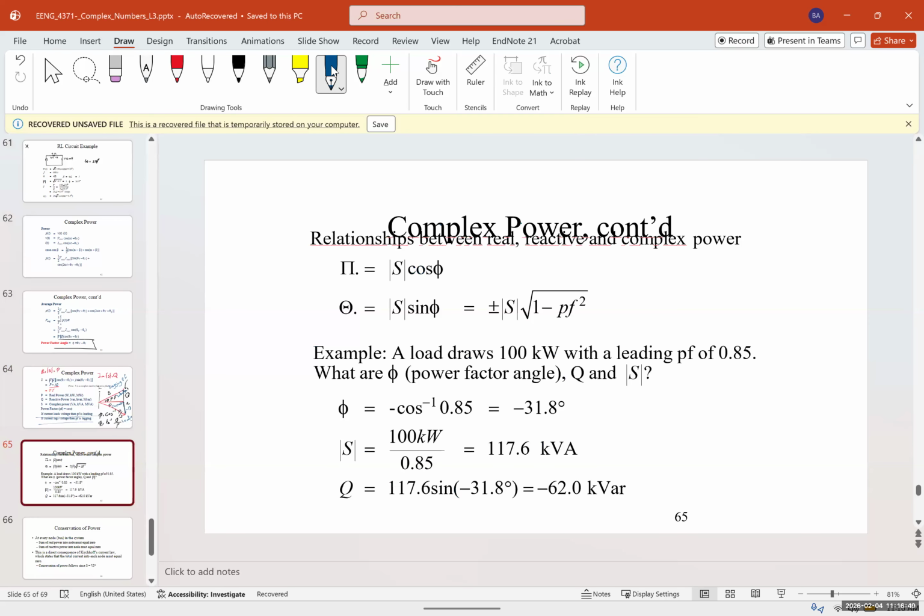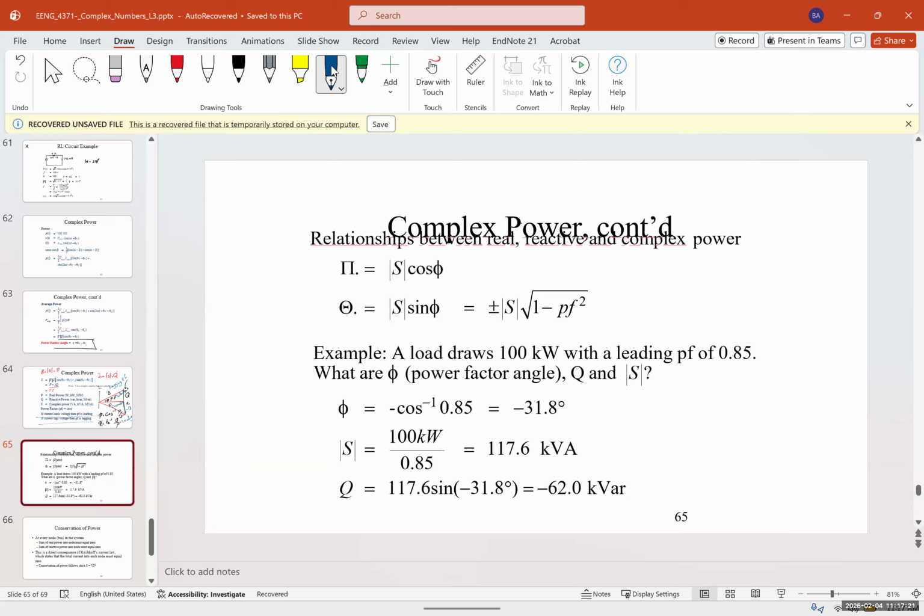Now, in a complex power, P and theta, we can write it as S cosine of phi and S sine of phi, as I mentioned in the previous one. Or in other words, P and Q, positive or negative, the magnitude of S times square root of 1 minus PF squared. So for example, a load draws 100 kilowatts with a leading power factor of 0.85. What phi or power factor angle, Q and S does it have?